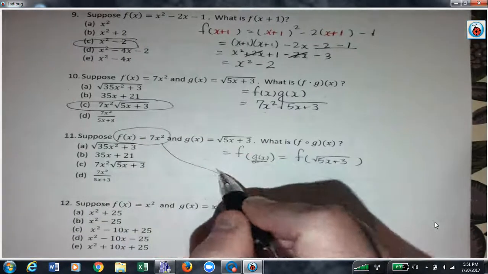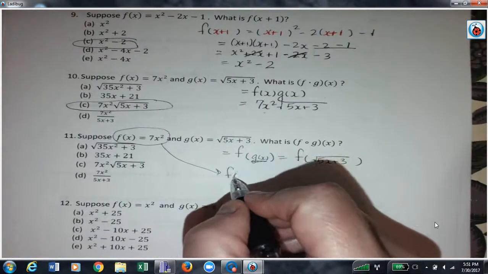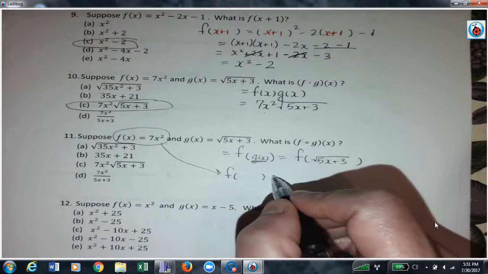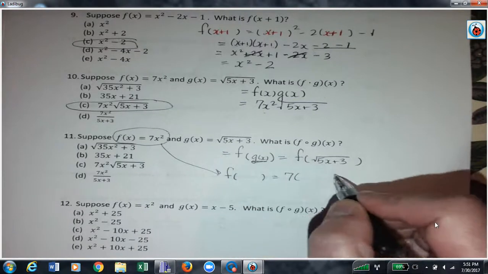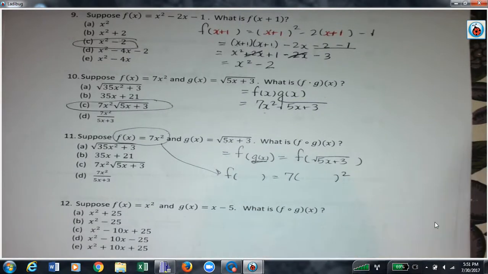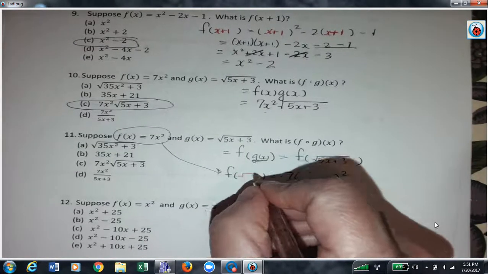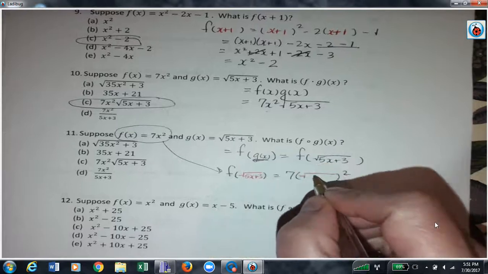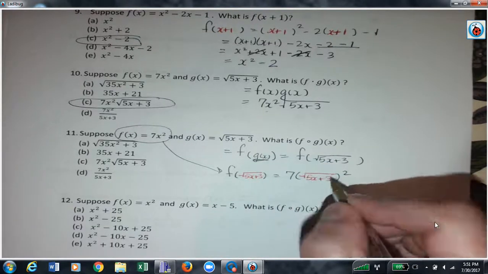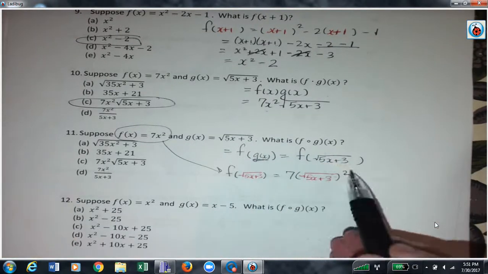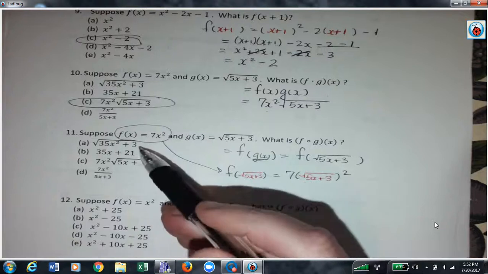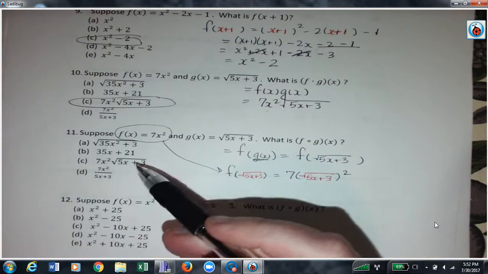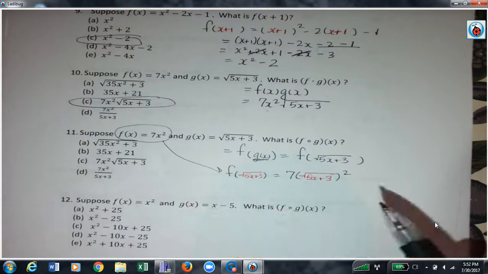So what we have to do is rewrite the formula for f without the x and just have blank parentheses wherever there was an x. And inside we want to evaluate this at square root of 5x plus 3. So this is a correct answer, but it's not in any of our selections in the form.